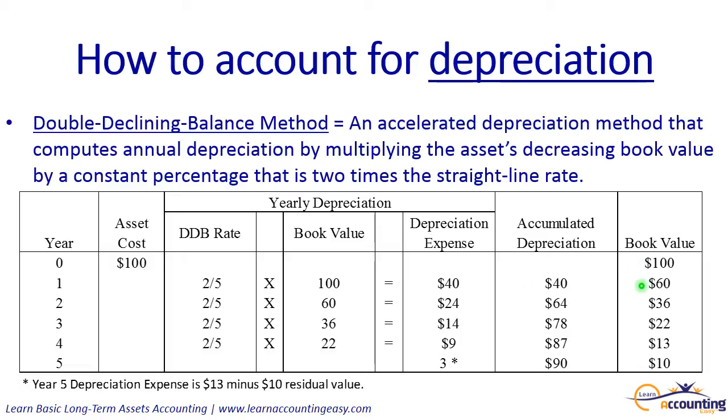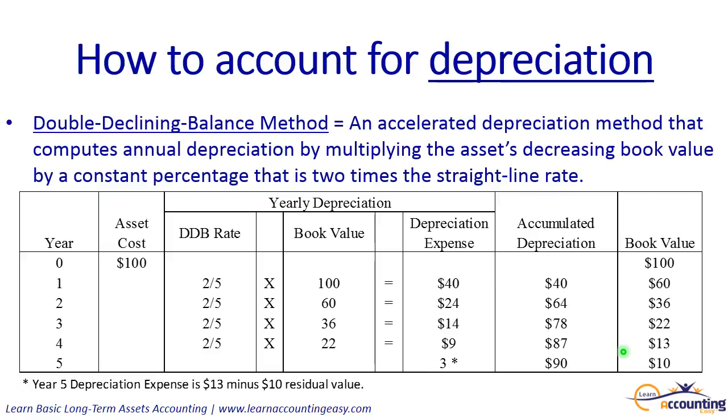At the end of year 1, we start year 2 with a book value of 60. So 60 is the beginning for year 2. But we take the same rate, the 40%. We always use that same rate for every year. So in year 2, we take 40%, multiply that by the 60. Now we only have $24 of depreciation expense for the year. And if we add the 24 to the 40 from year 1, now we have a total or cumulative of 64 for the 2 years combined. So the book value at the end of year 2 is all the way down to 36. And it goes like this for every year. The same process is applied.